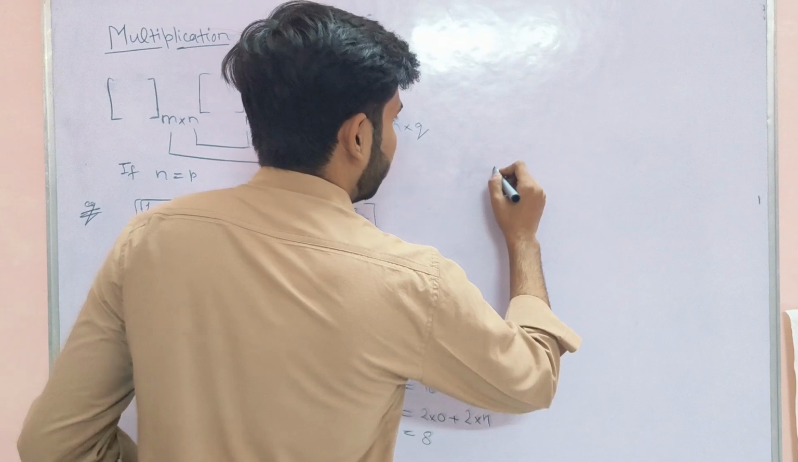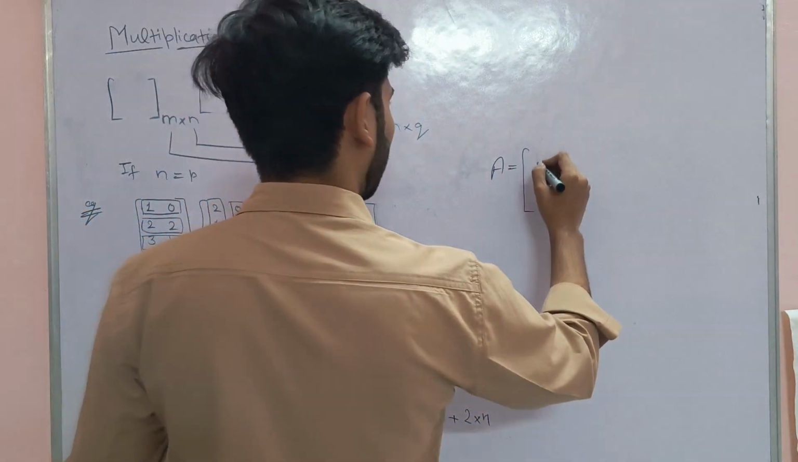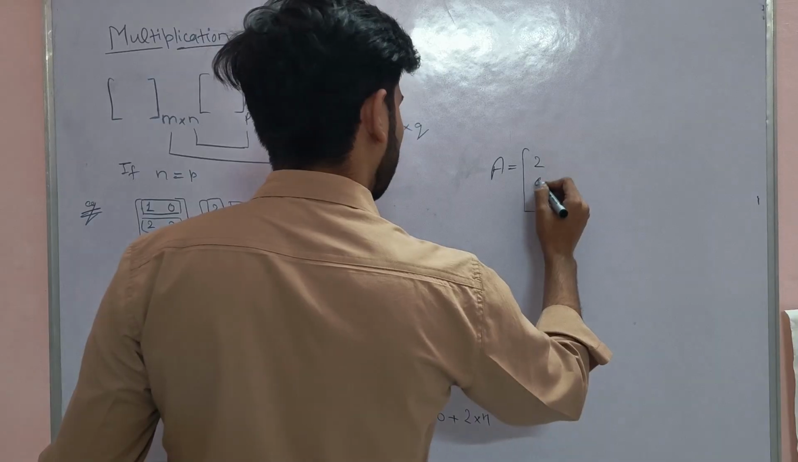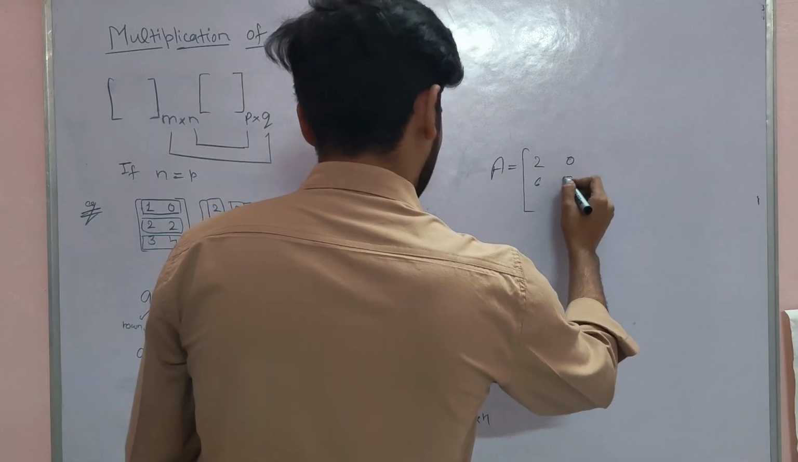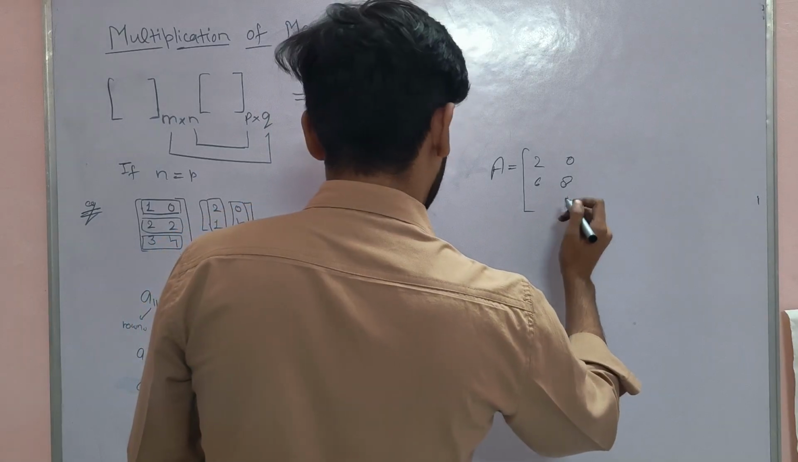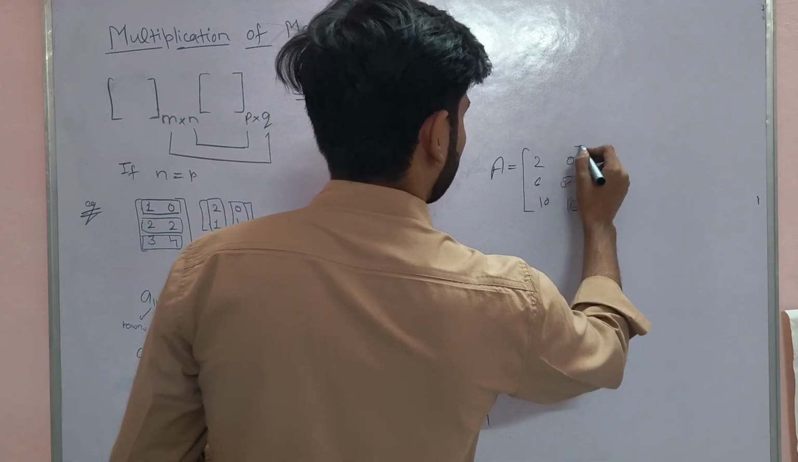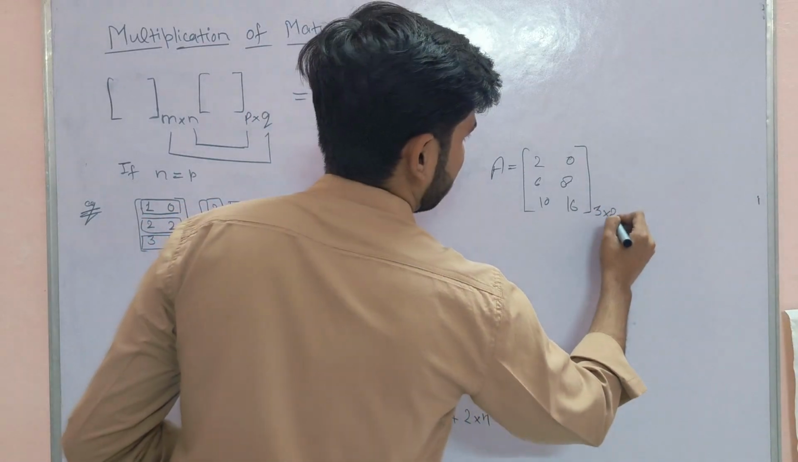So our required matrix is A equal to 2, 6, 0, 8, 16, 10. It is our required matrix.